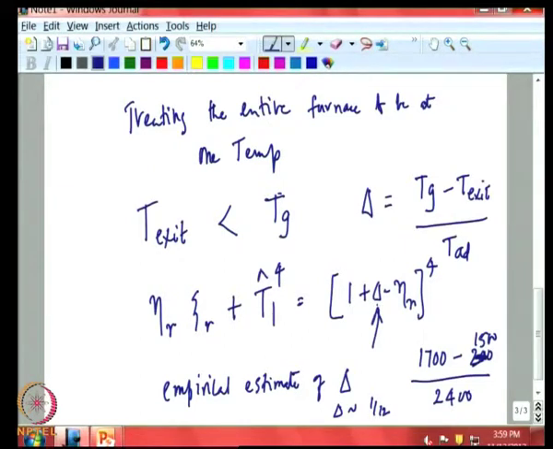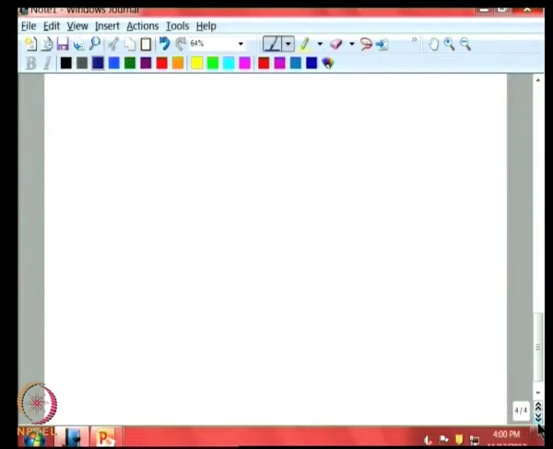So, one can make a correction to our estimate if we have, in a real furnace, some estimate of how far the exit temperature is different from the mean gas temperature. This correction can easily be incorporated. The next issue that you want to worry about is neglect of convection.